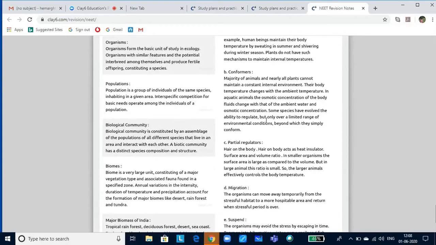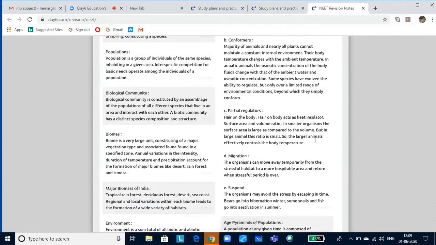Now conformers: the majority of animals and nearly all plants cannot maintain a constant internal environment. Their body temperature changes with the ambient temperature, so we call such organisms poikilotherms. In aquatic animals, the osmotic concentration of the body fluid also changes with that of the water. Some species have been able to regulate, but only over a very limited range of environmental conditions, beyond which they simply conform. That means their body temperature and the osmolarity of the body keep changing along with that of the environment.